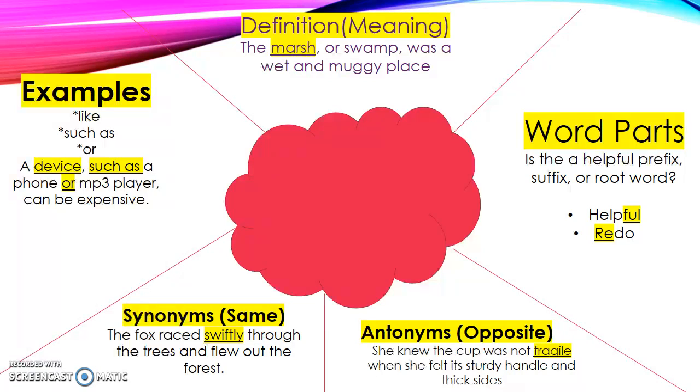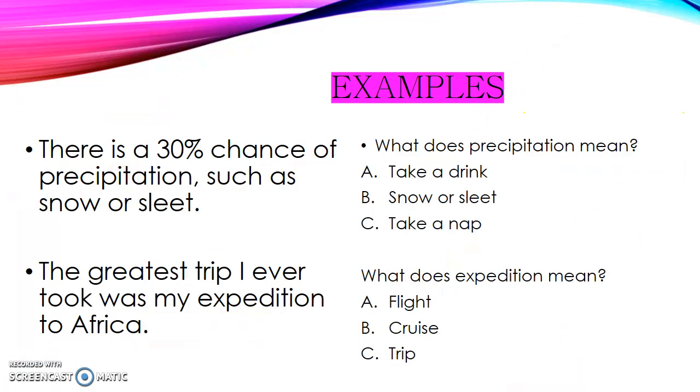So we can see that after such as, a device can be either a phone, or after or, it can either be an MP3 player. So when trying to define the word device, I look at my such as or statements and I notice that it can either be a phone or an MP3 player. All right. And now we have a couple more examples where I'll give you sample sentences.